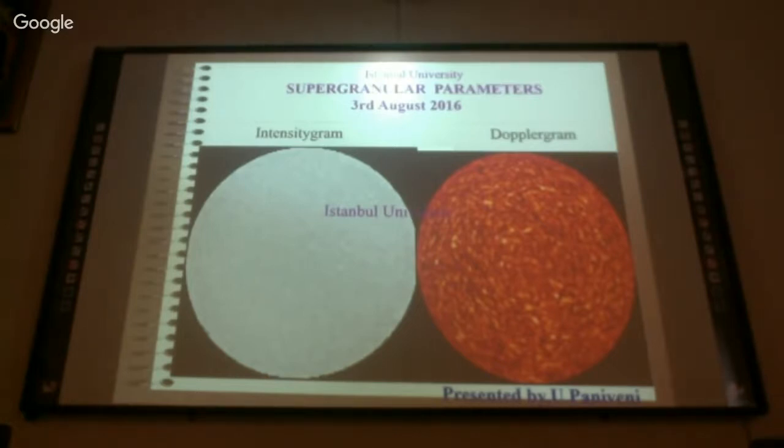The pictures that you are seeing here are the intensitygram and the Dopplergram. Intensitygram is nothing but the intensity picture of the sun, and Dopplergram is a map of the surface velocity of the sun.